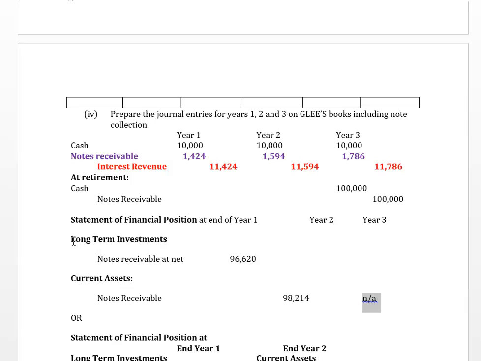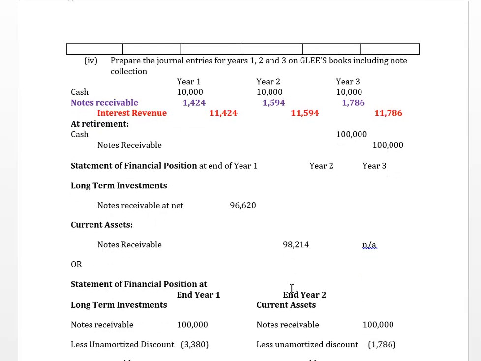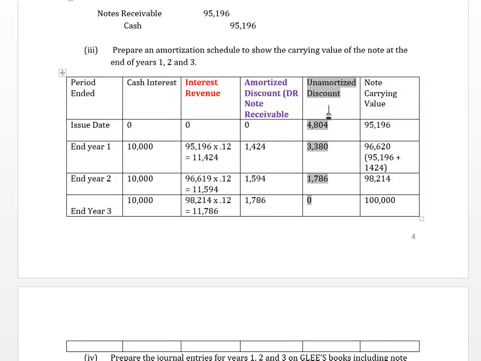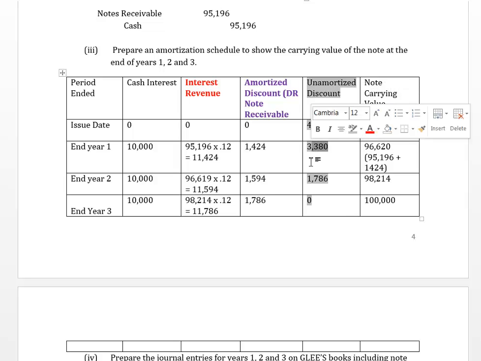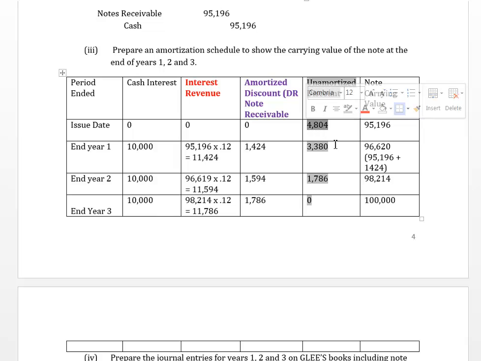Notice here in the statement of financial position, the note at the end of year 1, because it matures in year 3, is a long-term investment, and at the end of year 2, it's a current asset. Again, this column is grayed out because it's not a typical presentation, but you could do it this way. You could take your $100,000 note and deduct the unamortized discount each year to get the note at its carrying value.